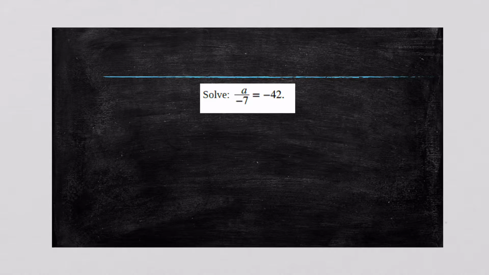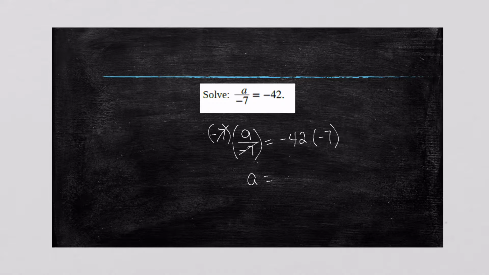All right, let's look at this problem. This says A divided by negative 7 is equal to negative 42. So some number divided by negative 7 is equal to negative 42. How do you undo division? Well, you undo division with multiplication. So I'm going to multiply both sides by negative 7. So this cancels this right here. So I've got A is equal to negative 42 times negative 7. I'm going to get a positive answer. So let's see here. Positive 294.